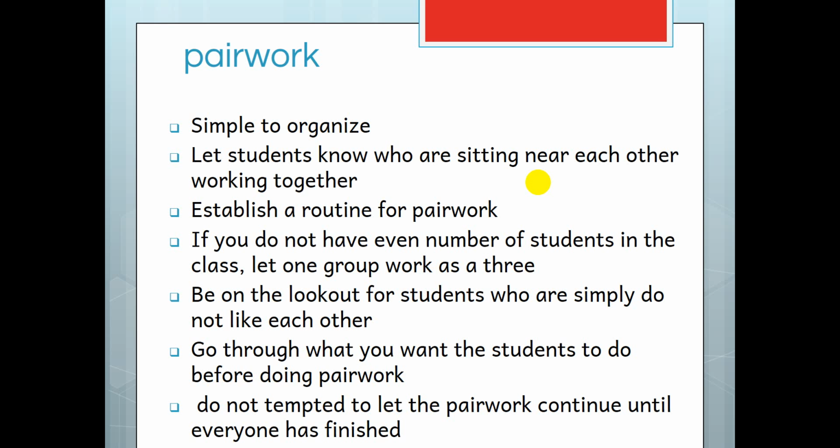Before we ask them to do pair work, make sure they understand what to do. And then once they get the turn, make sure every pair gets a turn, either to come forward to the class to do their work or to share their work. Every pair should get their turn.